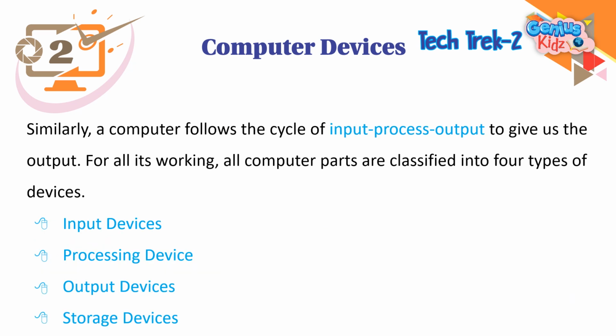Similarly, a computer follows the cycle of input process output to give us the output. For all its working, all computer parts are classified into 4 types of devices. Input devices, processing device, output devices, storage devices.